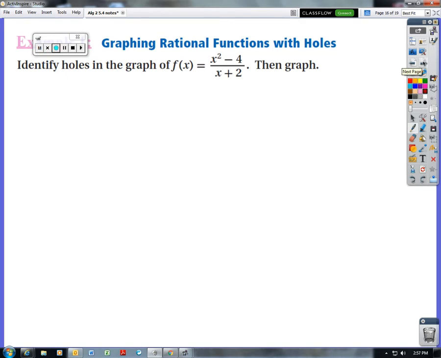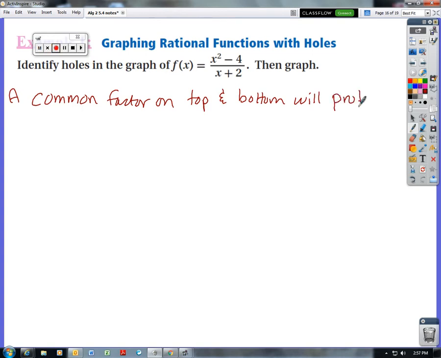Okay, now we get to talk about holes. Holes happen when you have a common factor on top and bottom, so on numerator and denominator, which will produce a hole in the graph. It's a gap in the graph. So this is a perfect example.